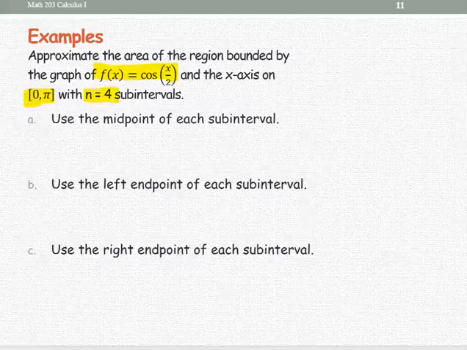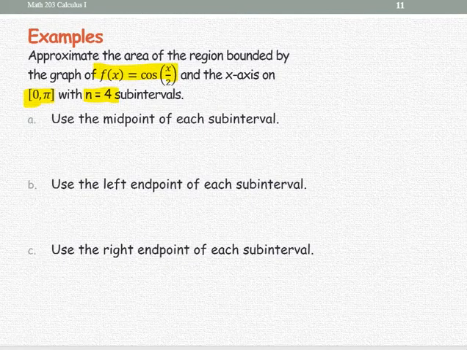Okay, we're going to start with finding the delta x, or the width. We call delta x equal to b minus a, divided by 4.